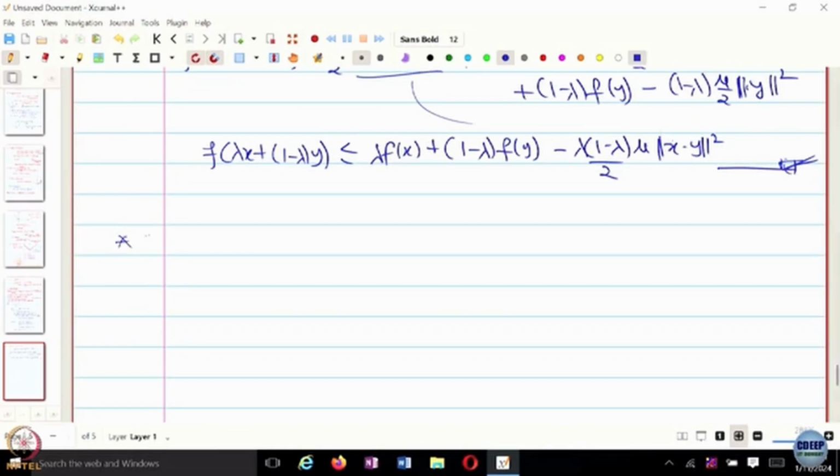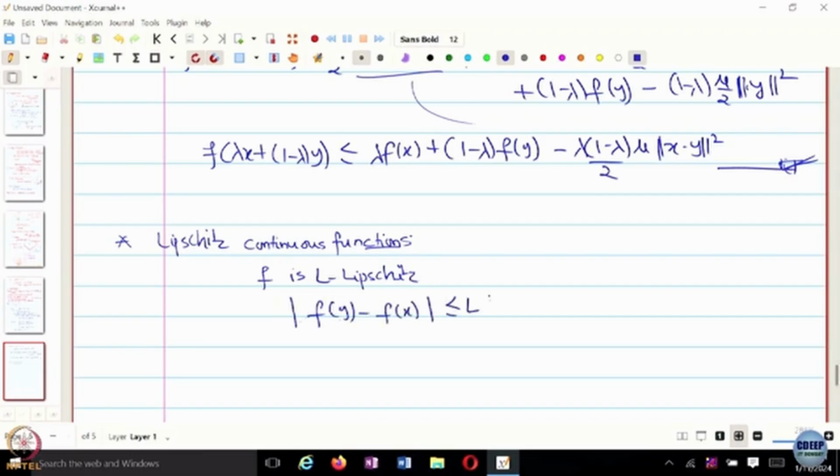So, usually we define a Lipschitz continuous function. We say that f is L Lipschitz if the norm of f of x minus f of y is at most L times the norm of x minus y, or y minus x, however you want to write it. This is the definition of Lipschitz continuity of a function, right?